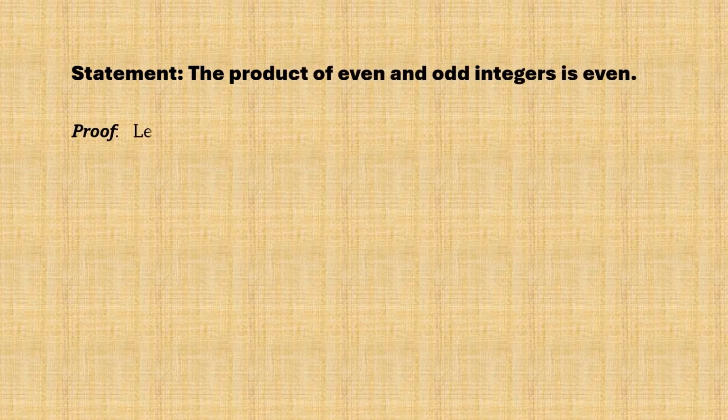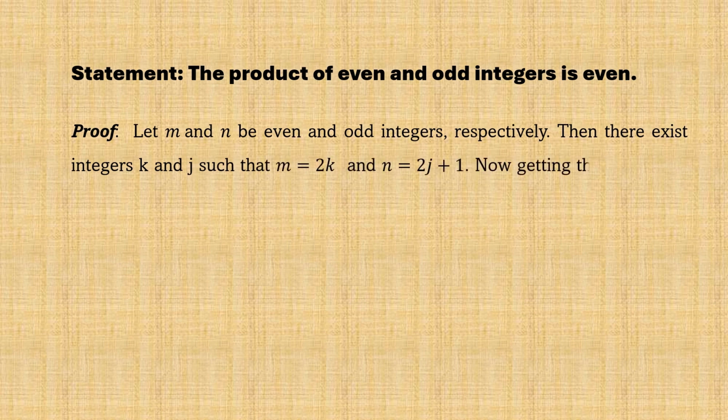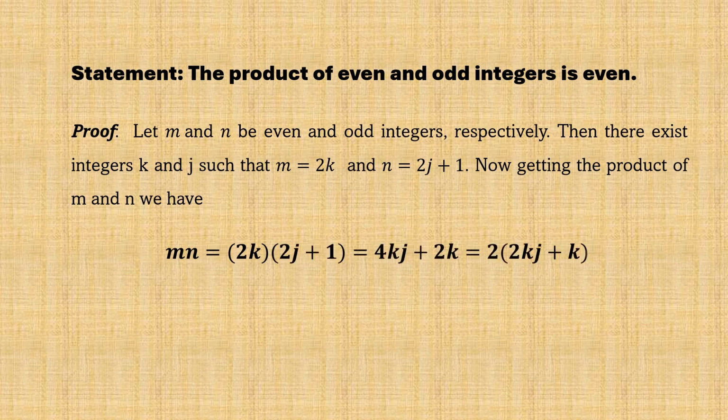Statement: the product of even and odd integers is even. Proof: let m and n be even and odd integers. Then, there exist integers k and j such that m is equal to 2k and n is equal to 2j plus 1. Now getting the product of m and n, we have m times n is equal to 2k times the quantity 2j plus 1 equals 4kj plus 2k. By common monomial factoring we get 2 times the quantity 2kj plus k. Hence, the product of even and odd integers is even.